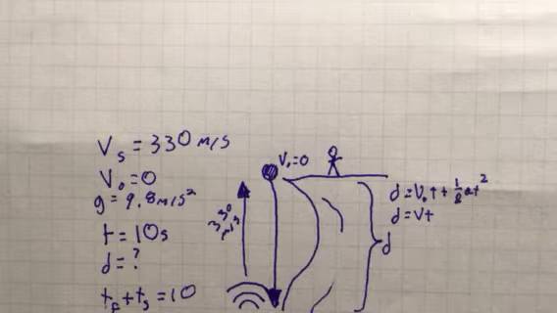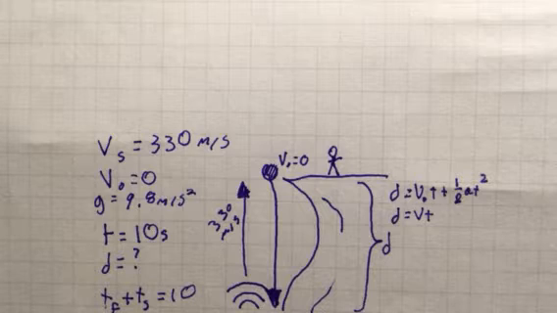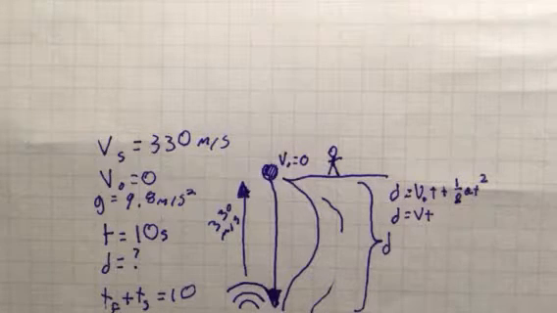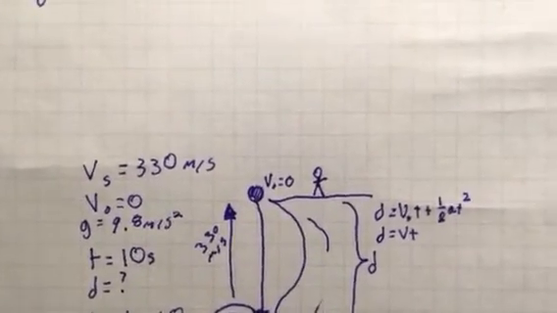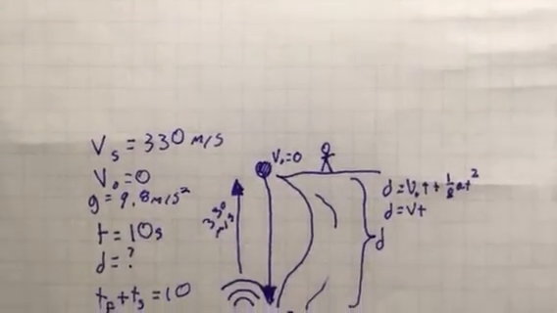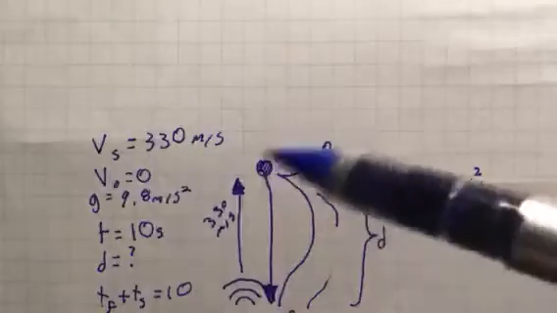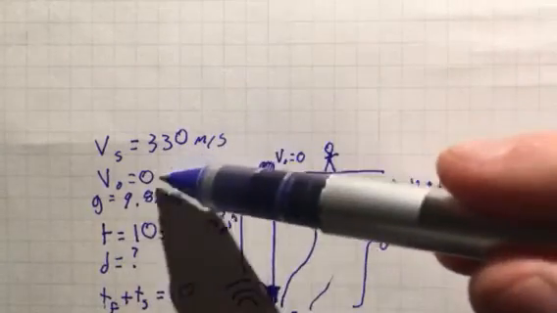A stone is dropped off a cliff. 10 seconds later, the person who dropped the stone hears it hit the ground. How tall is the cliff? Assume 330 meters per second for the velocity of sound. Okay, so immediately here we notice that we have all of our givens, 330 meters per second.